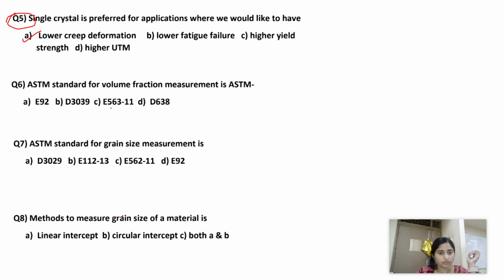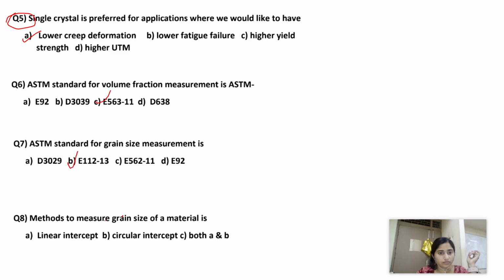But these are discussed in the class, right? The values, yes. No, they are discussed, but okay. So here the answer will be C, E562. And what about the seventh question answer? Standard for grain measurement is, I think linear intercept. Oh, no, sorry. ASTM E112 is the answer.